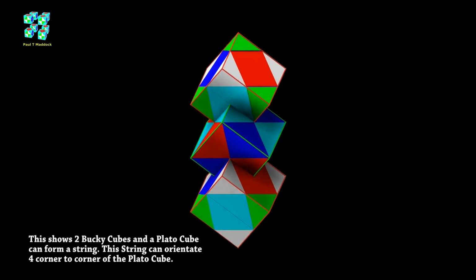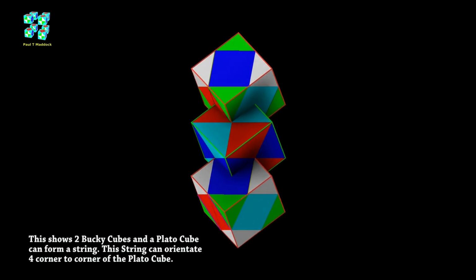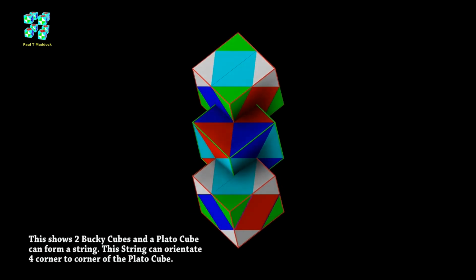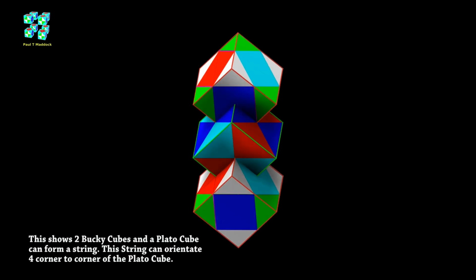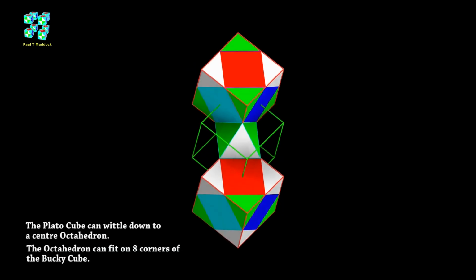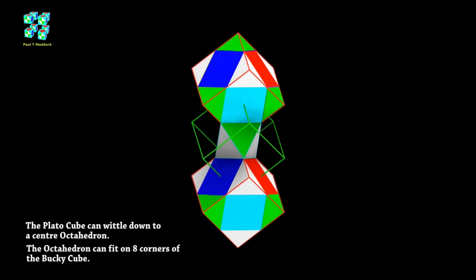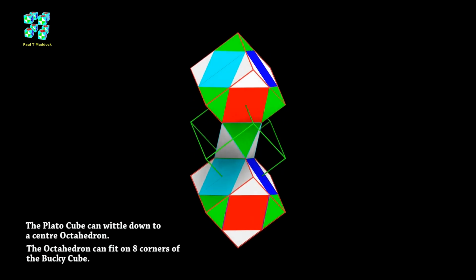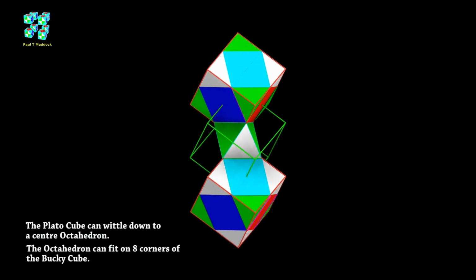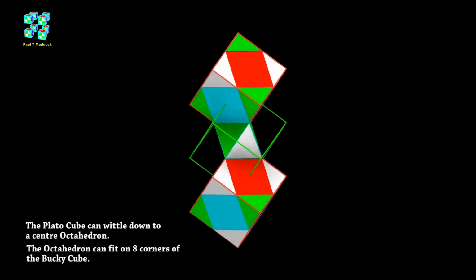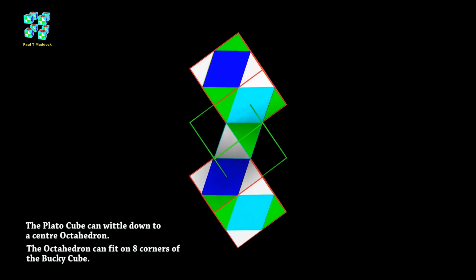Okay, the next step is to whittle down the pieces of the Plato cube down to the center octahedron. Now if you study this geometry, you can see that that octahedron can fit onto the 8 corners of the Bucky cube, the top one and the bottom one. This is what we call close packing.